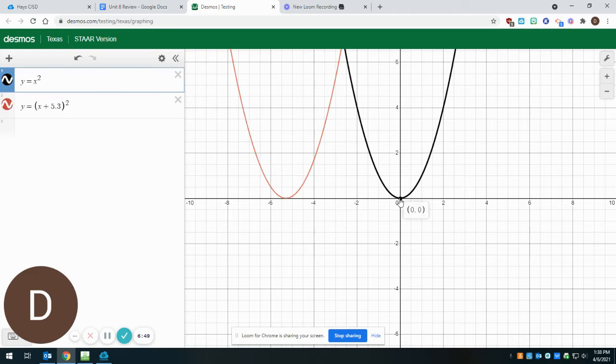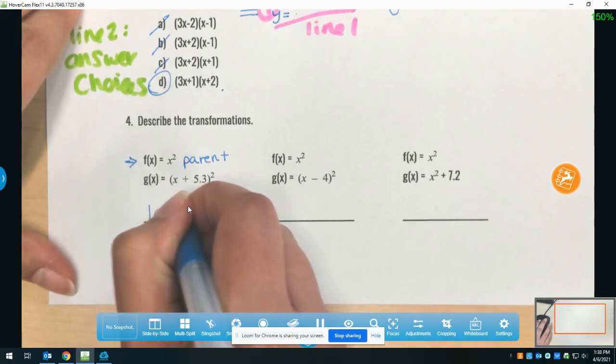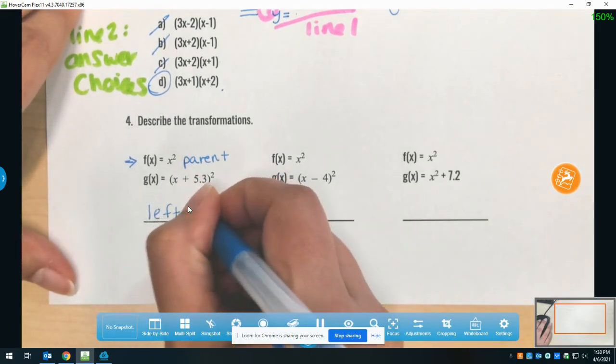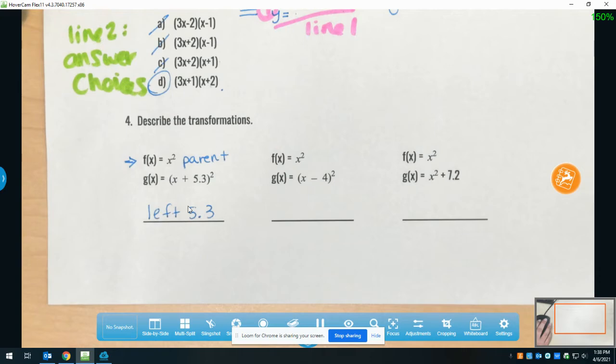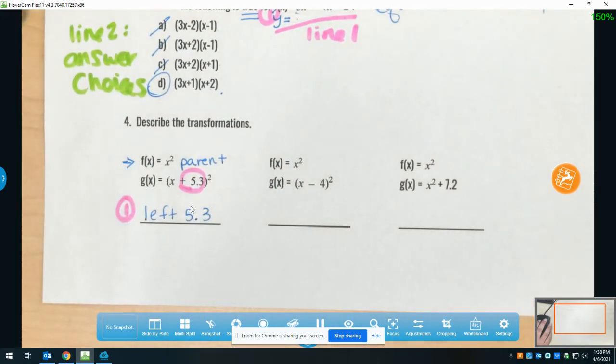If we use the vertex, it went from 0, 0 to negative 5.3, 0. So in terms of using our descriptive words here, so left, right, we would say that this moved horizontally to the left 5.3 units. So the only change that we need to talk about is that left 5.3. So when we compare them, that was the only change. So there's only the one transformation.